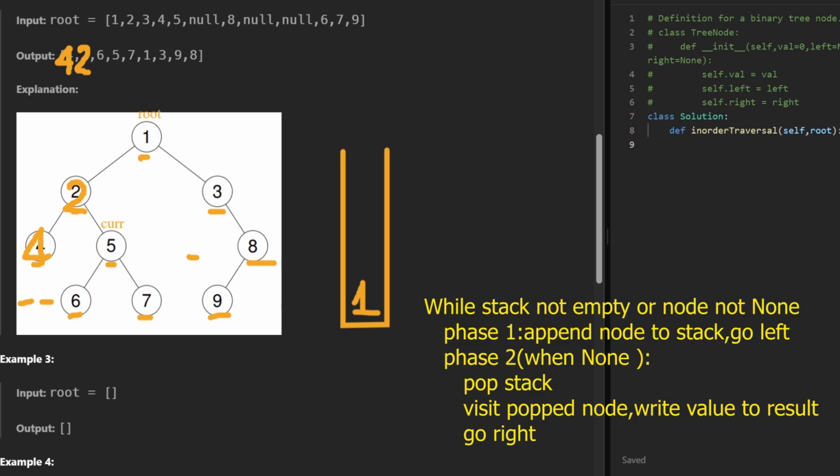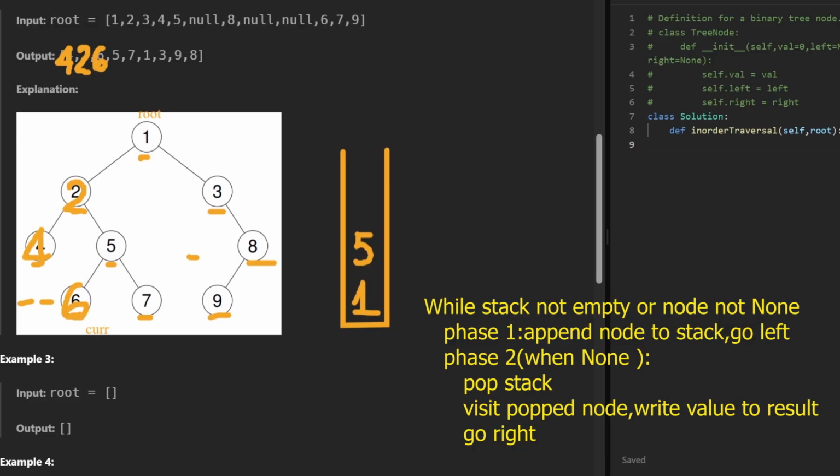Repeat the two-phase process. Phase 1. Append node value 5 to the stack before curve goes left. Append node value 6 to the stack before curve goes left. Curve is none now. No more left. Phase 2. Pop the stack and point curve to the popped node 6. Write value 6 to the result and move curve right.